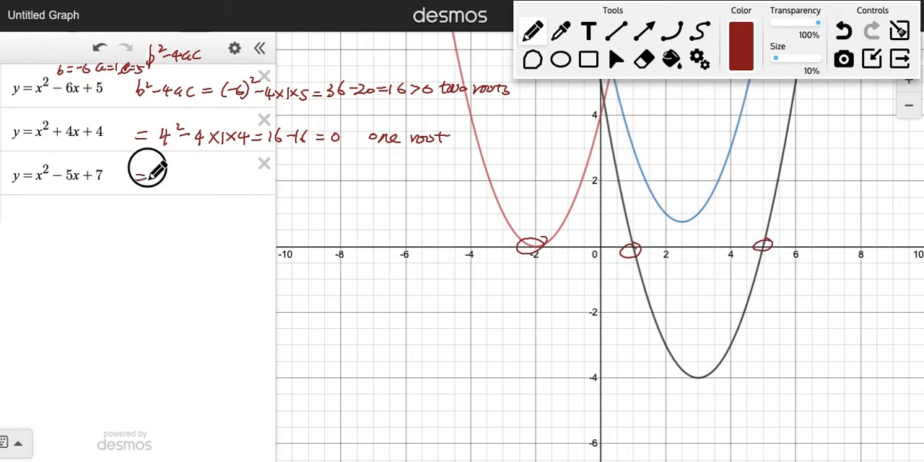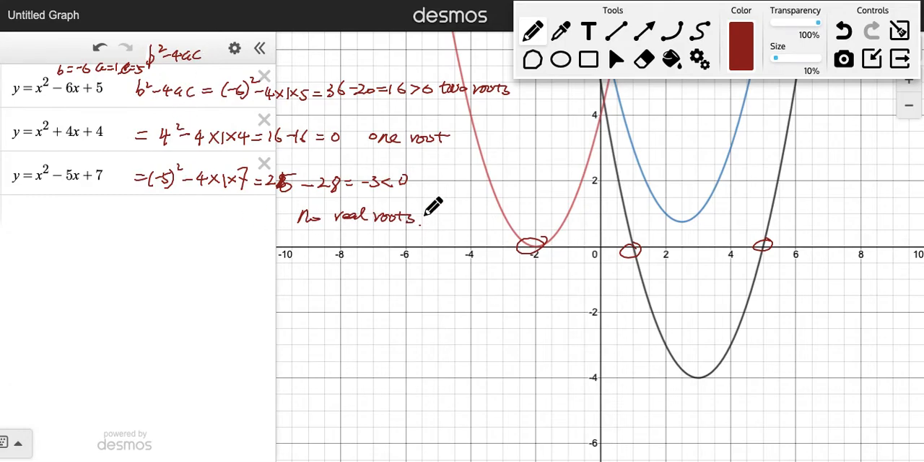Lastly, let's see what happened here. B squared is going to be -5 squared minus 4 times a is 1 times 7. -5 times -5 is 25. Minus 4 times 1 times 7, 28, gives -3. Less than 0, guess what? No real roots. But some students might wonder, does that mean there is no solution? It actually has a solution.